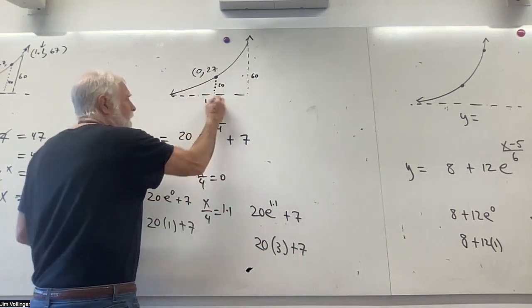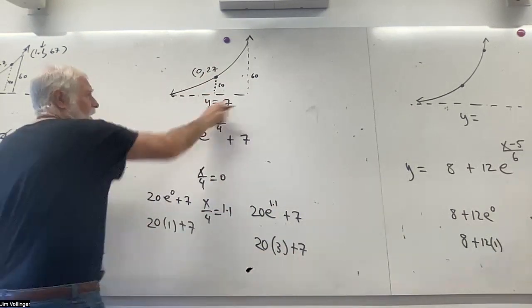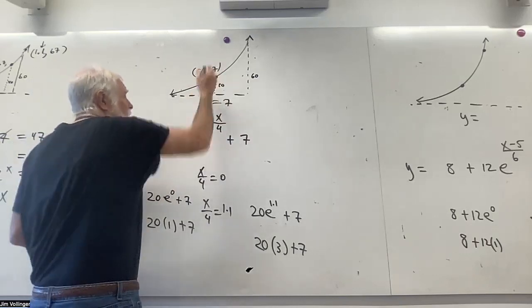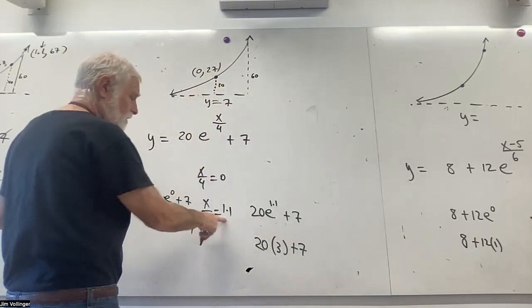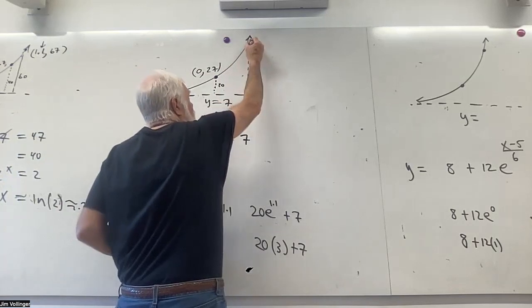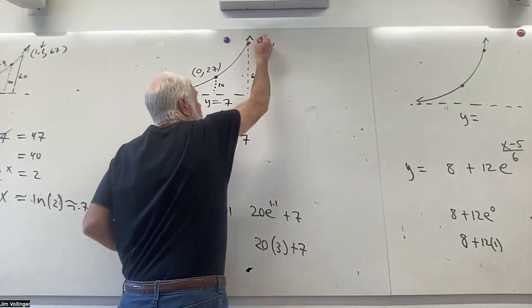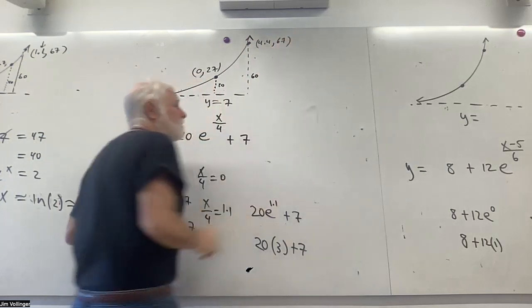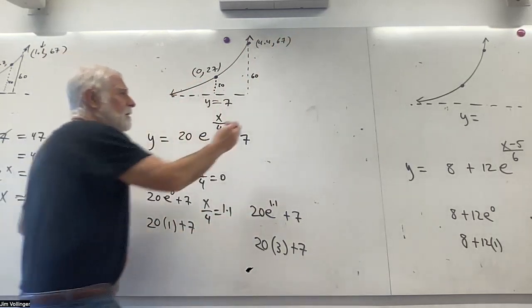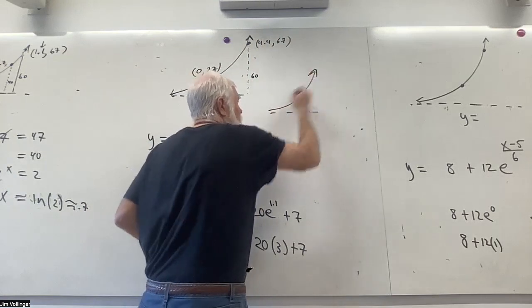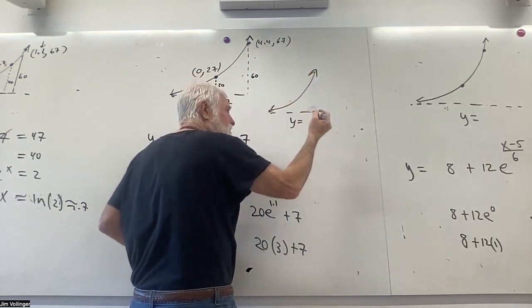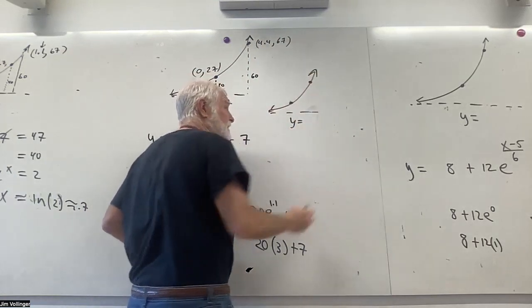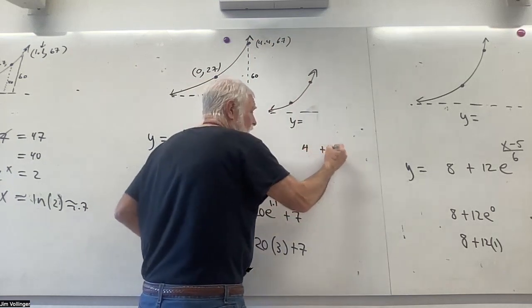Right? I didn't write my asymptote dotted line, right? 7 and 20, 27. And 4 times 1.1, roughly 4.4, gets us a jump of 60 plus 7, gets us 67, and we're done. So what's it take? The shape of an exponential growth, labeling the asymptote, and naming 2 points. That's 4 things that you have to do.